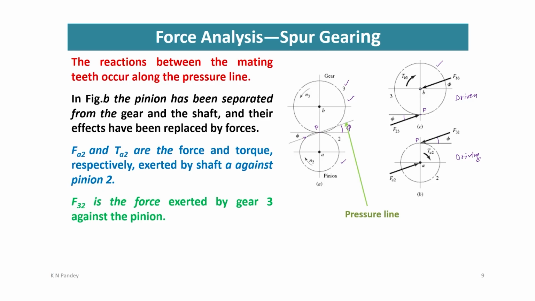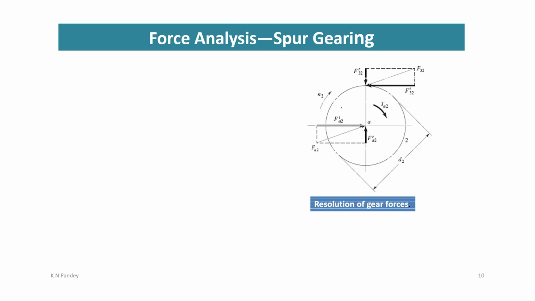The force on the shaft B will act opposite to this force F23. F23 is the force applied on the third member by the second member. F32 is the force applied on the second member by the third member. The second member is the pinion, the third member is the gear. Now, this methodology is used in the given problem, and this is the free body diagram of the idler.